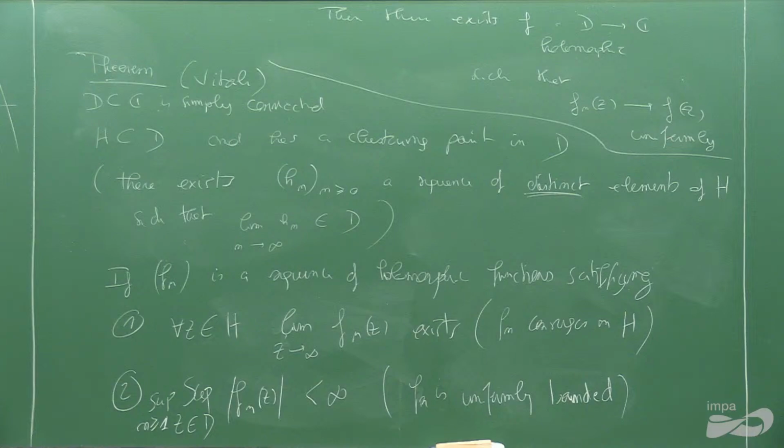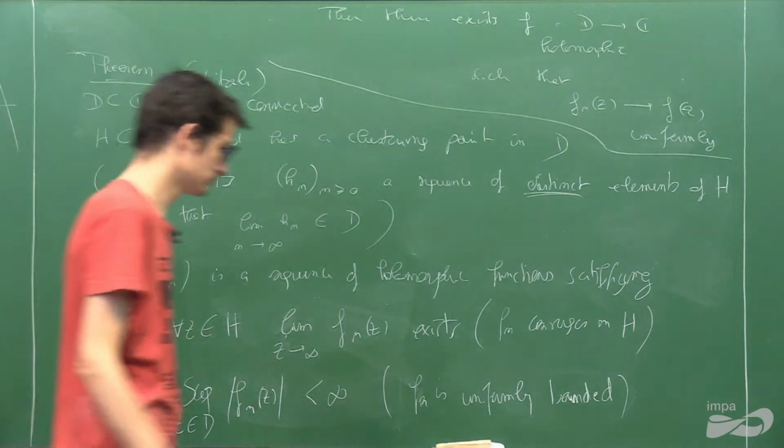So in order to prove that something converges, you just have to prove that it's uniformly bounded, and that it converges on a subset which is not too small. Okay, so let's try to apply this to our problem.